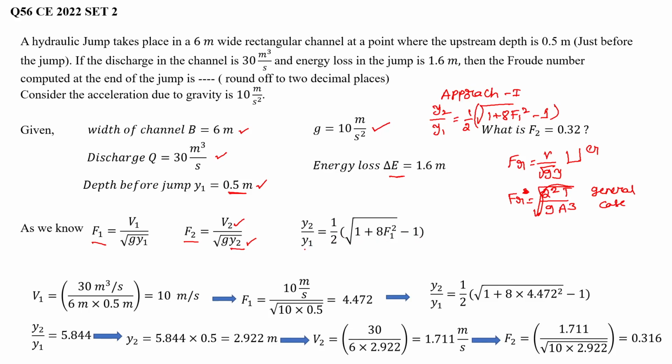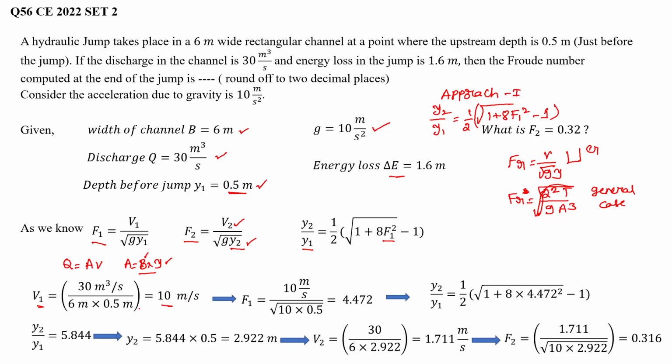In this relation, what all do we know? We know y1, which is given as 0.5 meter, and F1 square, which can be calculated by using this formula. So the only unknown is y2. That is a straightforward answer. So what is the velocity? As we know, Q equal to A into V. For a rectangular channel, A equal to B into Y. Here we know B, which is 6 meter, and Y is 0.5 meter, because we are calculating at section 1. So V1 equals 30 meter cube per second divided by 6 meter into 0.5 meter, which gives us a value of 10 meter per second. That is V1.